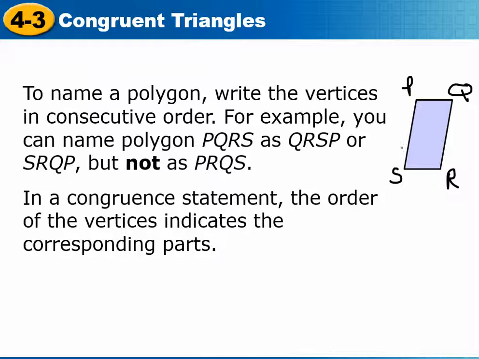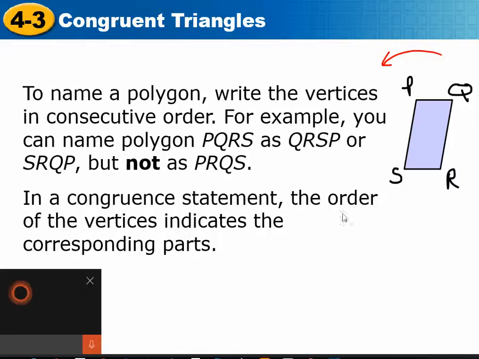You can't jump around. So we could name this quadrilateral PQRS, or we could start at Q and go QRSP, or we could start at R and go RSPQ, or we could start at S and go SPQR. We could even go the other way. We could say QPSR, PSRQ. So there's many ways of naming one figure. However, you cannot jump, like go diagonally. We can't name this PRSQ or something like that. That wouldn't work.